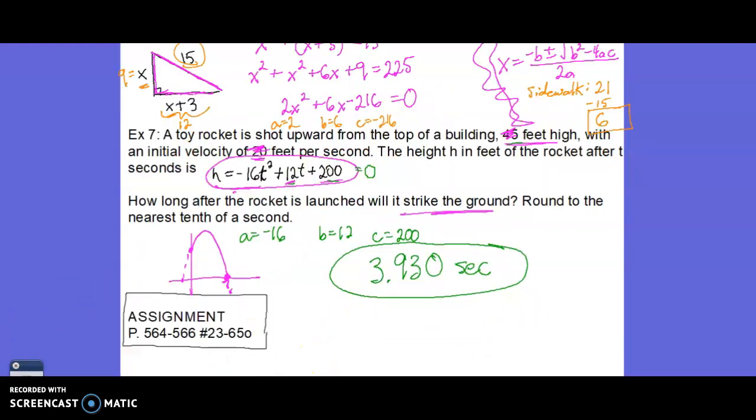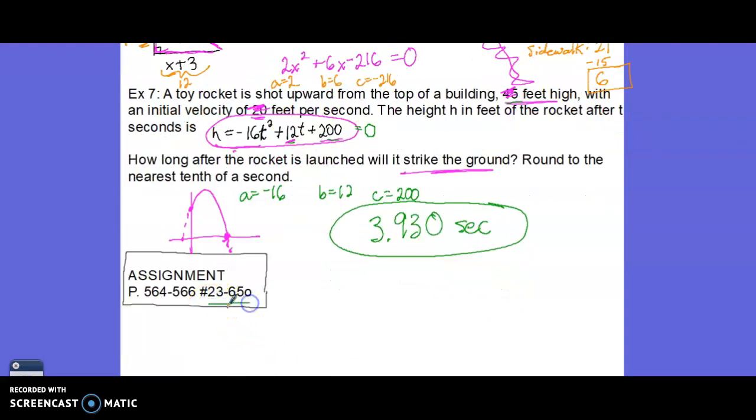So I think you have enough information to be ready to be successful. Notice I'm assigning the odds. I want you to check your answers. But if the back of the book rounds answers, make sure you also practice simplest radical form.